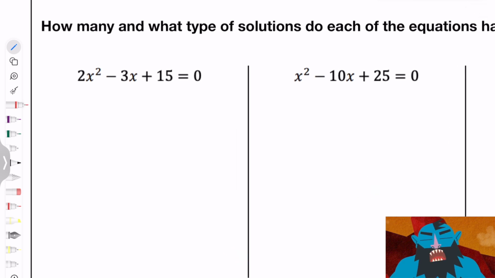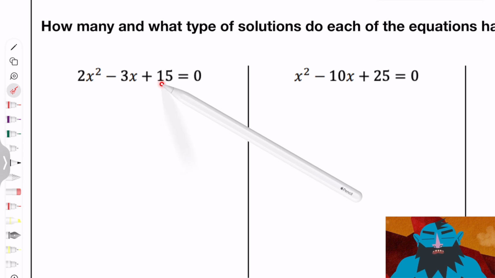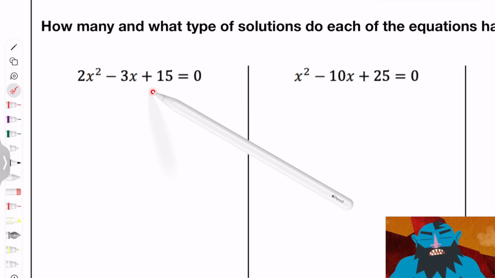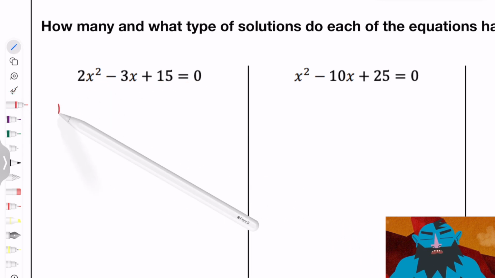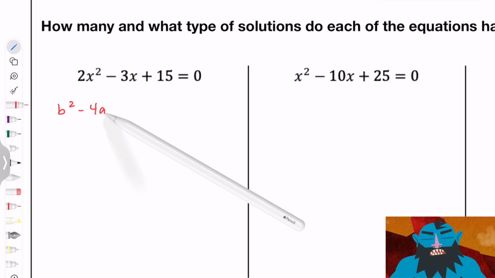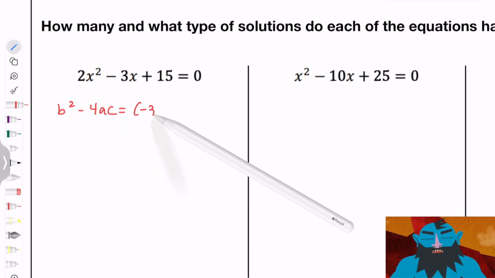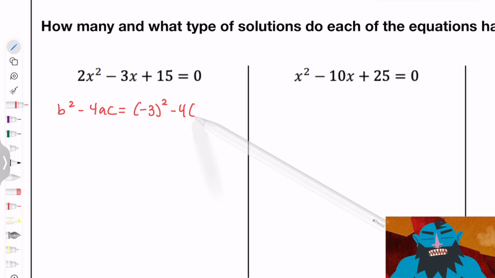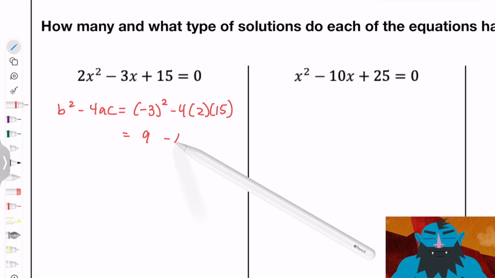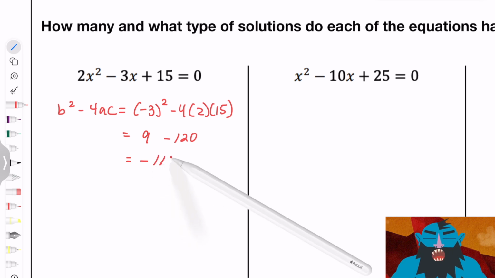All I'm going to do is calculate my discriminant. Before I calculate it, I'm going to see if I can simplify. I'm going to make sure it equals 0. It does. So I'm just going to calculate this real quick. It'd be negative 3 squared minus 4 times a times c, which is 9. And this comes out to, I think, 120. 30 times 4, yeah. So that's negative 111.